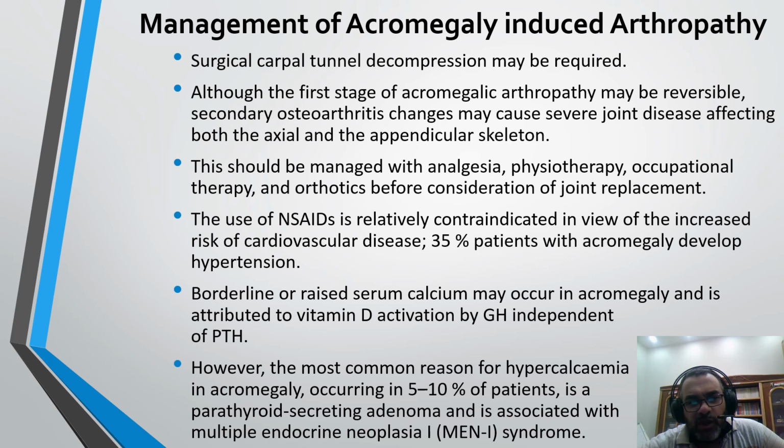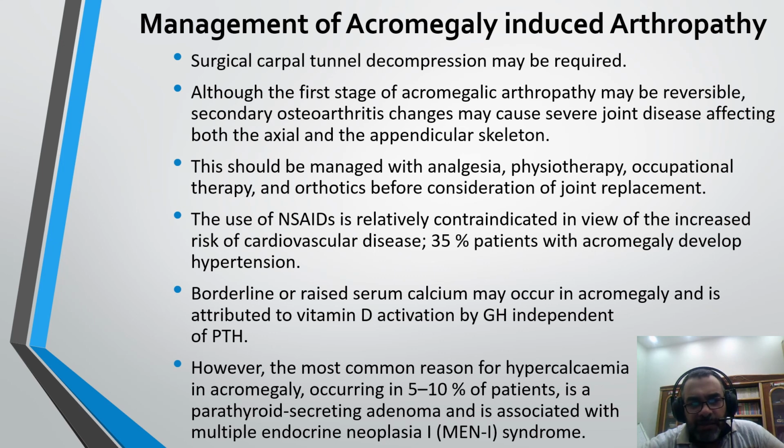Although the first stage of acromegalic arthropathy may be reversible, secondary osteoarthritic changes may cause severe joint disease affecting both axial and appendicular skeleton. This should be managed with analgesia, physiotherapy, occupational therapy, and orthotics before consideration of joint replacement. The use of non-steroidal anti-inflammatory drugs is relatively contraindicated in view of the increased risk of cardiovascular disease. 35% of patients with acromegaly develop hypertension.